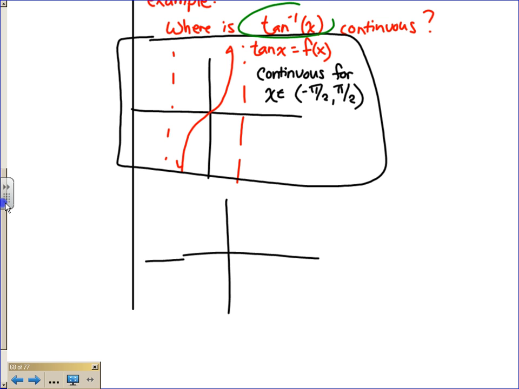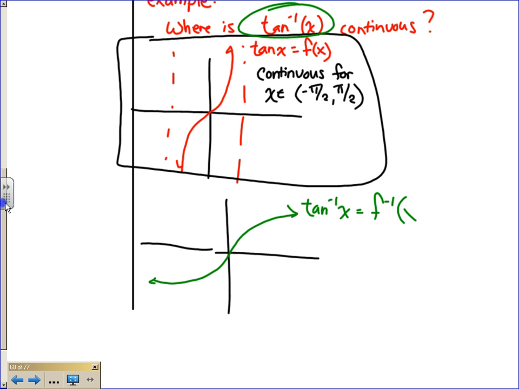So he's going to go like, where is he continuous? He's the inverse function of tangent. So we restricted tangent to be 1-to-1 invertible while still containing the whole range. Where is he continuous?